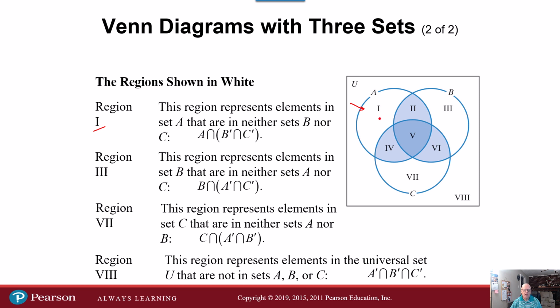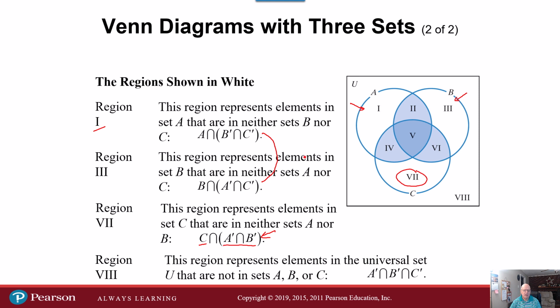Now region 3. Region 3 is over here. Looks rather similar, doesn't it? Yeah. We're talking about the same thing in B, but outside A and C. See how similar those are? All we're doing is switching the A and the B. And region 7 is right there, and that's in C, but it's outside the other two. And that is what this says. It's in C, but it's outside A and B.